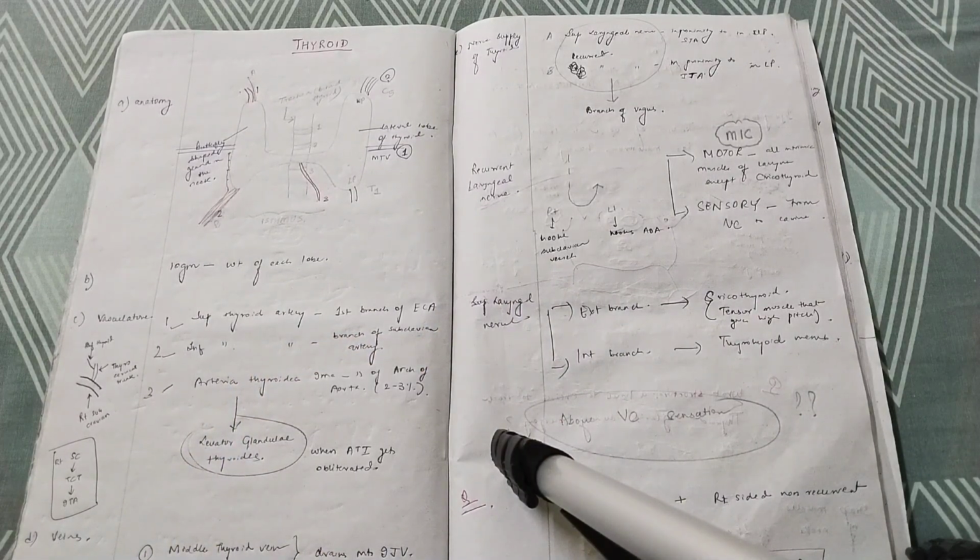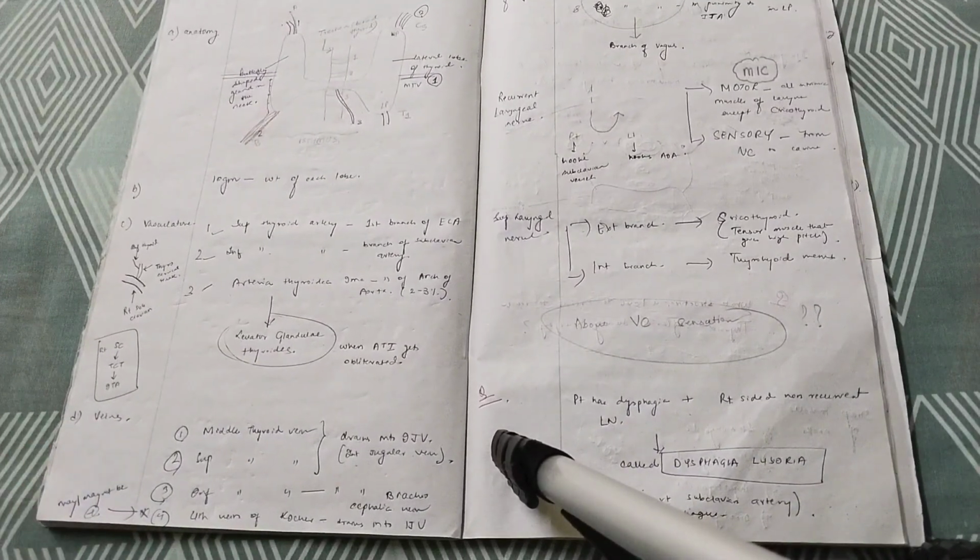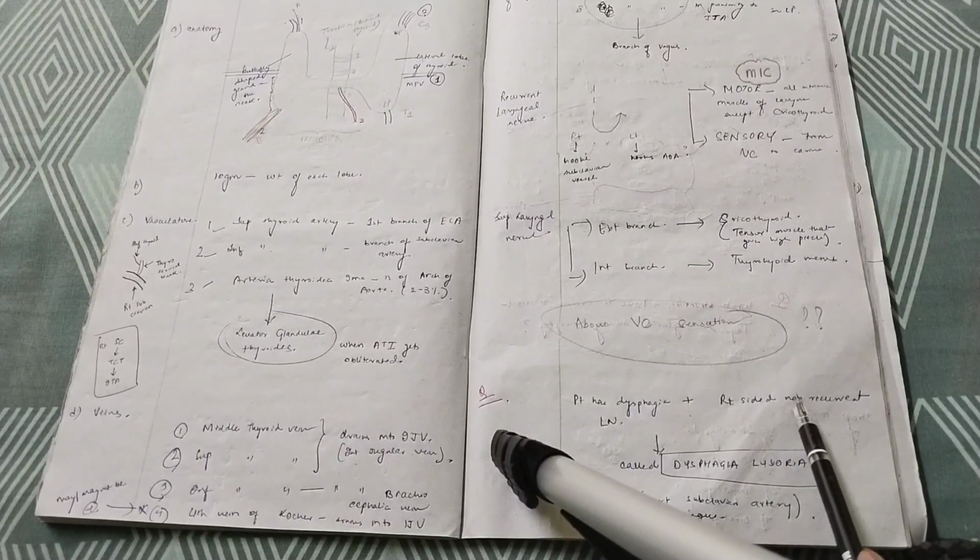Now, one question which comes from the nerve supply is there is a condition called dysphagia lusoria. What happens in this condition is that the esophagus gets compressed by an aberrant right subclavian artery, which causes dysphagia, and also the clinical presentation that you see is a non-recurrent laryngeal nerve on the right side.